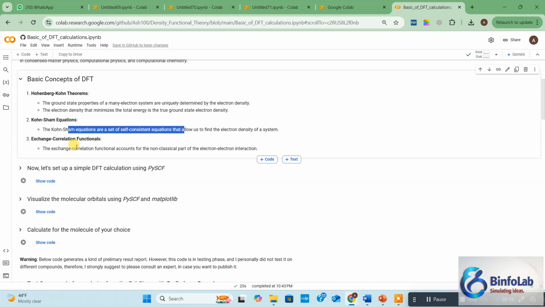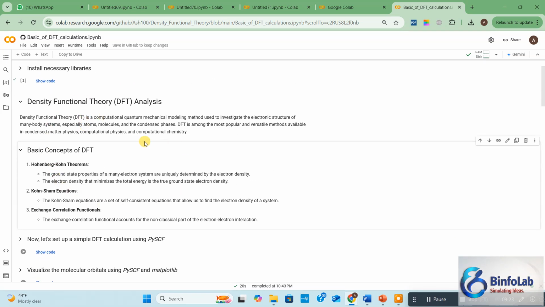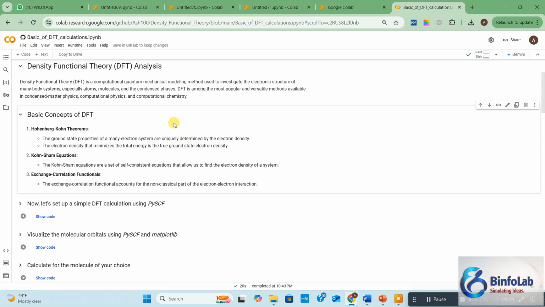Okay. Now, the third one is the exchange correlation function. The exchange correlation function accounts for the non-classical part of the electron-electron interaction. Okay. So now let me summarize why we are using DFT. This is the main thing you should know, because possibly you didn't get me well in these explanations.